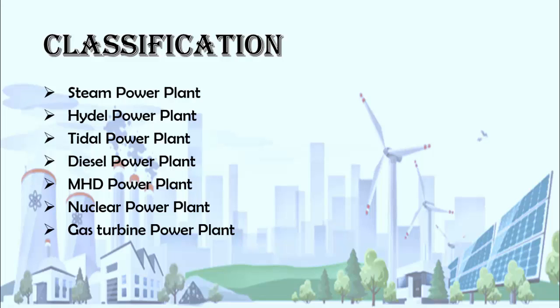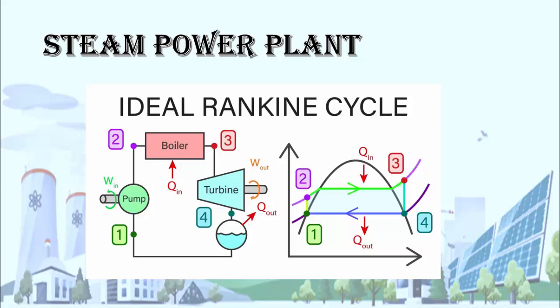Further, the thermal power plant can be classified into steam power plant, diesel power plant, gas turbine power plant, nuclear power plant. This classification is based on the primary power source used to produce the thermal energy, that is heat energy, which converts the water into the steam. This is the basic introduction about the power plant. Now we are going to see the steam power plant, that is the layout of the steam power plant.